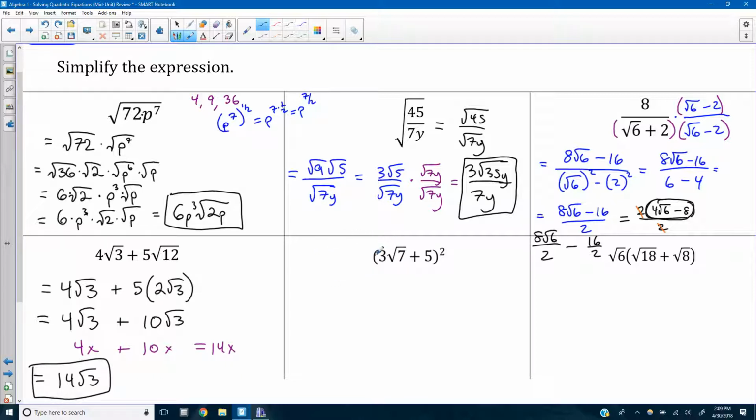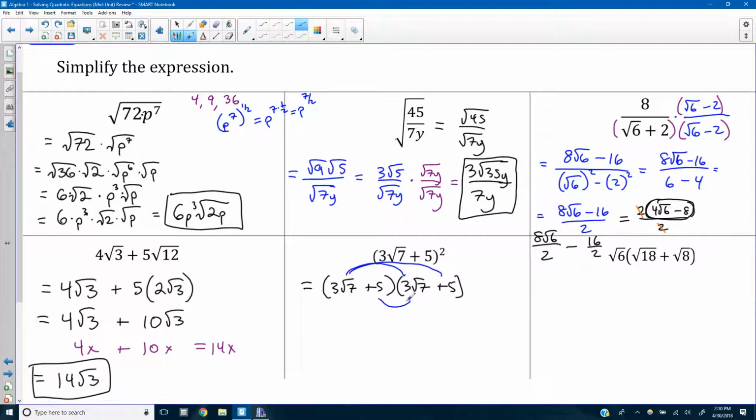All right, fifth problem right here. I have 3 root 7 plus 5, quantity squared. You know what's best for these problems is to always just expand this thing out. 3 root 7 plus 5 times 3 root 7 plus 5. Now, if I could simplify these root 7s, really I would. What I'm going to do is I'm just going to go and FOIL this thing, multiply this thing out.